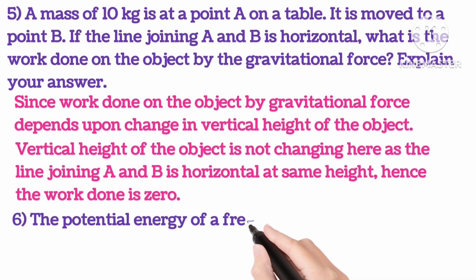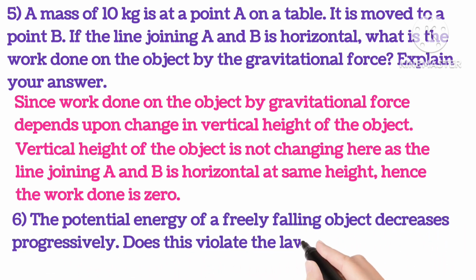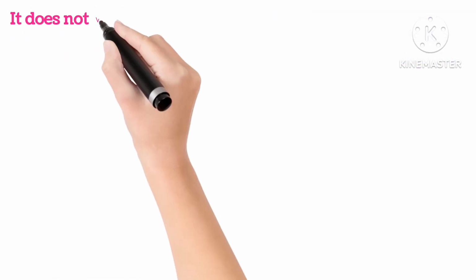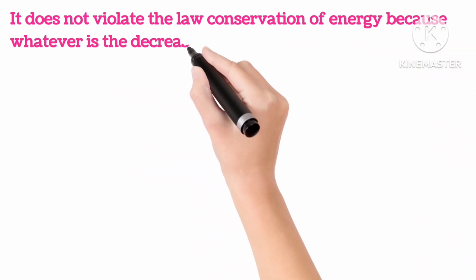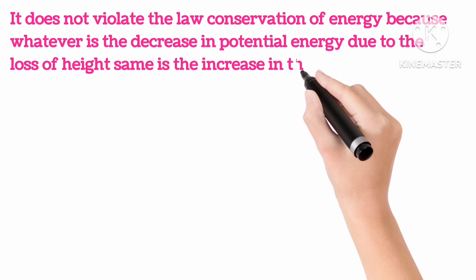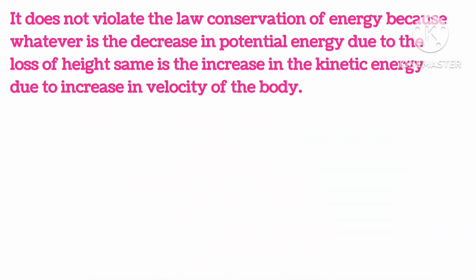The potential energy of a freely falling body decreases progressively. Does this violate the law of conservation of energy, and why? It does not violate the law of conservation of energy, because whatever is the decrease in the potential energy due to the loss of height, the same is the increase in the kinetic energy due to the increase in the velocity of the body.